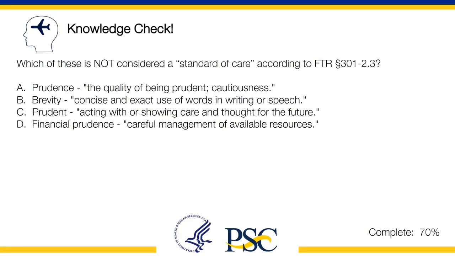Which of these is not considered a standard of care according to FTR Section 301-2.3? A. Prudence, the quality of being prudent, cautiousness. B. Brevity, concise and exact use of words in writing or speech. C. Prudent, acting with or showing care and thought for the future. D. Financial prudence, careful management of available resources. Pause the video, consider your response, and then resume to learn the answer.